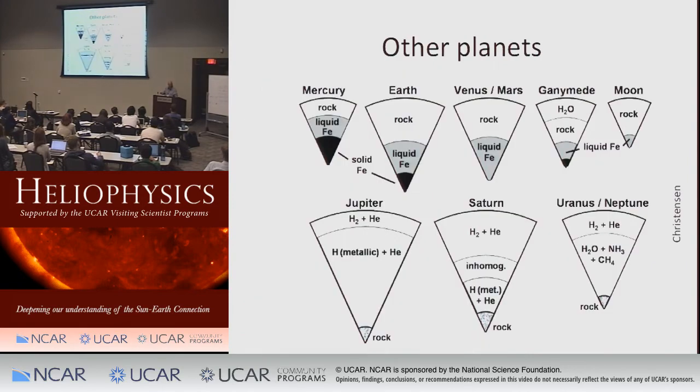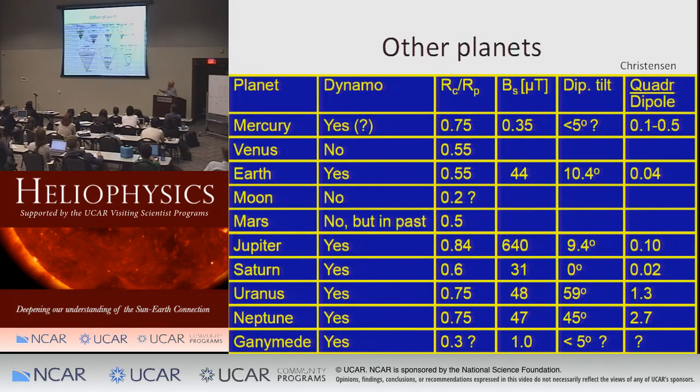Probably should give a quick overview of how this applies to some other planets. Mercury, Venus, Earth, etc., Neptune. And we see that there are a lot of dynamos. Venus, Mars, notably don't have dynamos. The moon doesn't have a dynamo. Based on the story I just told you, the moon, that makes sense. It's basically a rock. There's no moving conductor. Why would it generate a magnetic field?